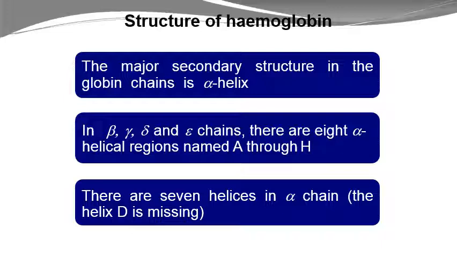In alpha chain, however, you will find 7 helices instead of 8. The helix D will be missing in cases of the alpha chain. In cases of alpha chain, we will not have the D zone that we are talking about. In case of beta, gamma, delta, and epsilon, we'll have A, B, C, D, E, F, G, H, total 8 zones of alpha helices. However, for alpha chain of the hemoglobins, we'll only have 7.